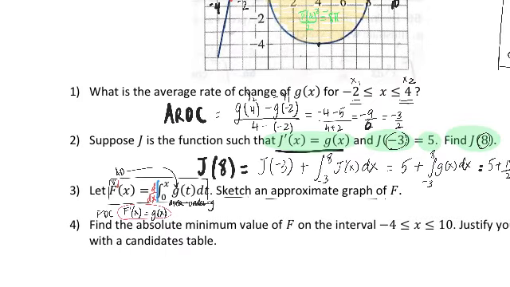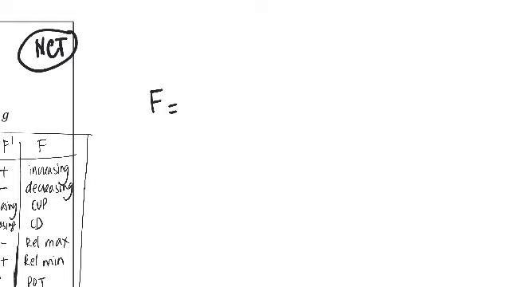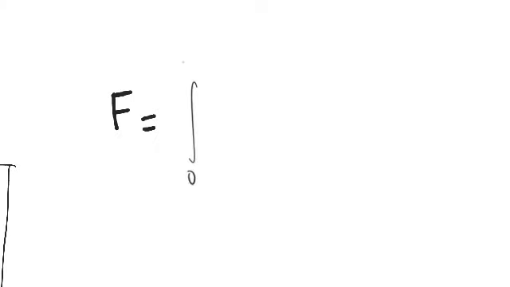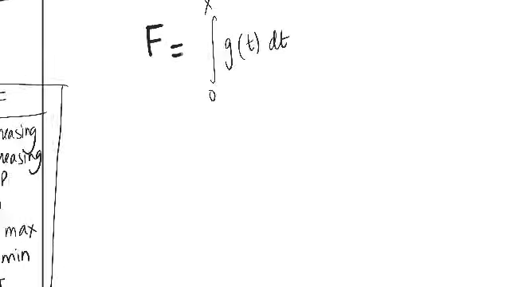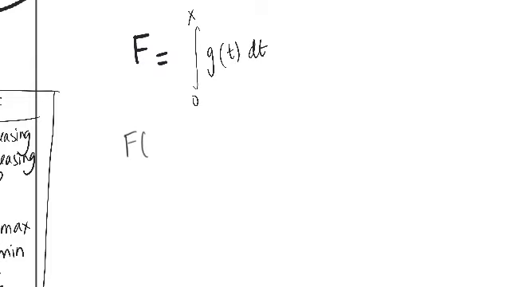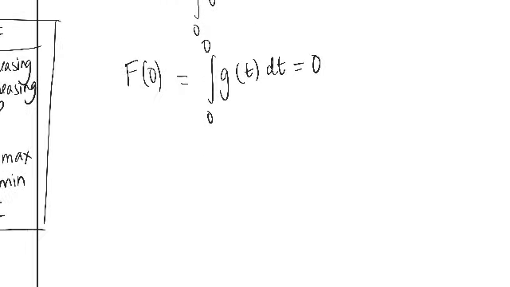So F, let me write it here. They gave us it's equal to the integral from 0 to x of g of t dt, right? It is an area function. We're finding area under g. So let's just do a few of these, right? Let's do F of 0, integral from 0 to 0. You're not moving anywhere, so when you calculate area from 0 to 0, the answer is 0. That's also saying that if you have a definite integral where the upper and lower limits are the same, then the answer is 0.